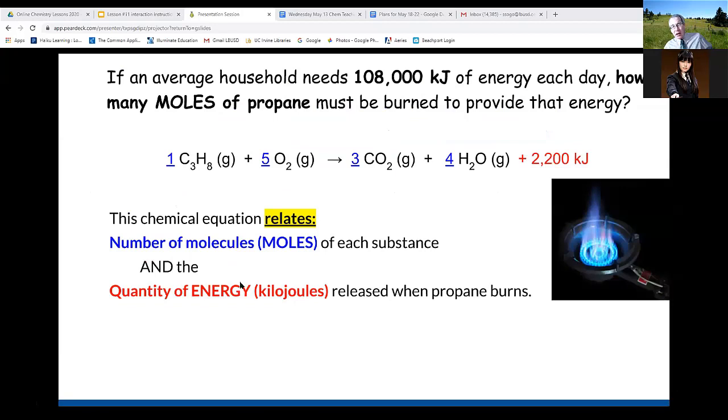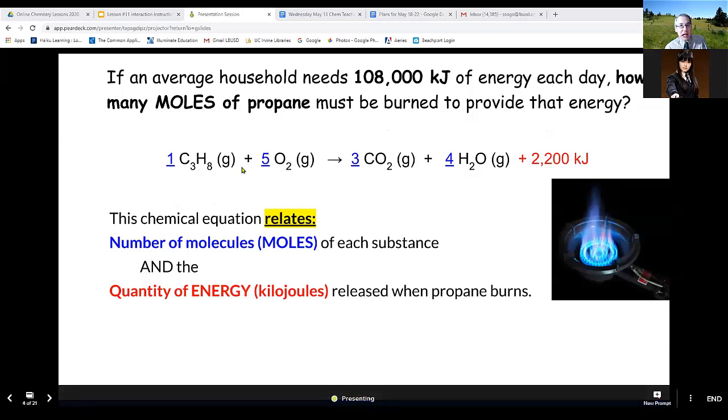Okay, here now, there's nothing for you to do on this slide, so you just listen to me. Look at the slide, listen to me. It says now, I changed the question. Now it's not how much propane, now it's how many moles of propane. That's a much more specific question. If you need 108,000 kilojoules of energy, how many moles of propane must be burned?